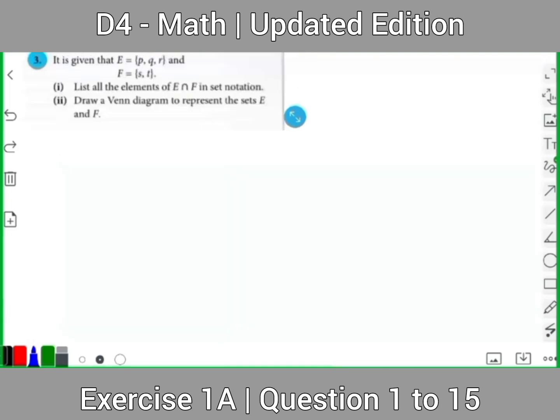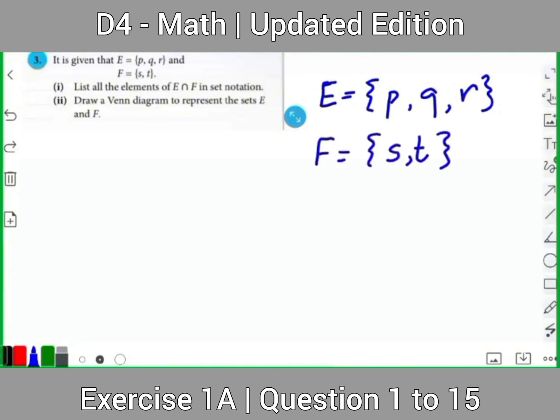Now we have the sets E and F. Set E is equal to {P, Q, R}, and the set F is equal to {S, T}. We have to find out the E intersection F in set notation. So as we can see here, there are no elements present which are common to both the sets E and F. So in this case, E intersection F is an empty set or a null set.